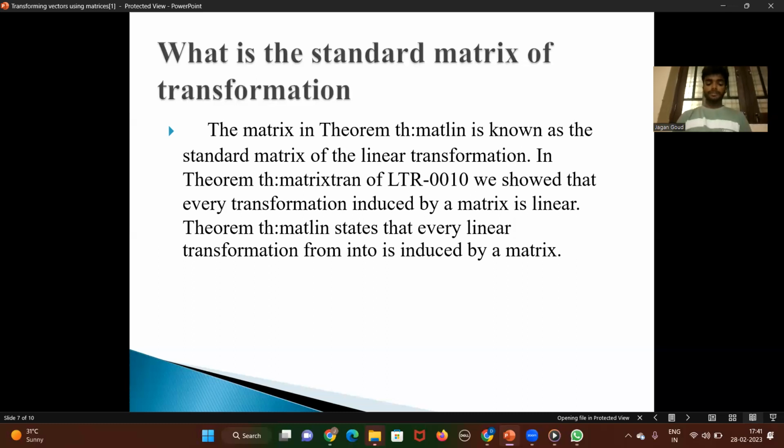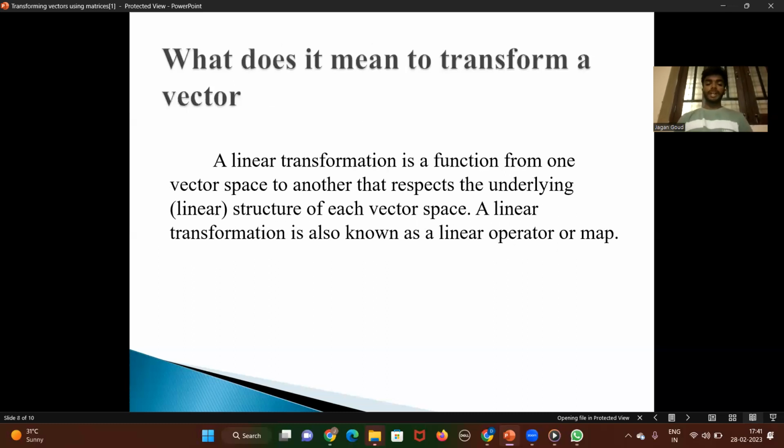Next, what does it mean to transform a vector? A linear transformation is a function from one vector space to another that respects the underlying structure of each vector space. A linear transformation is also known as a linear operator or map.